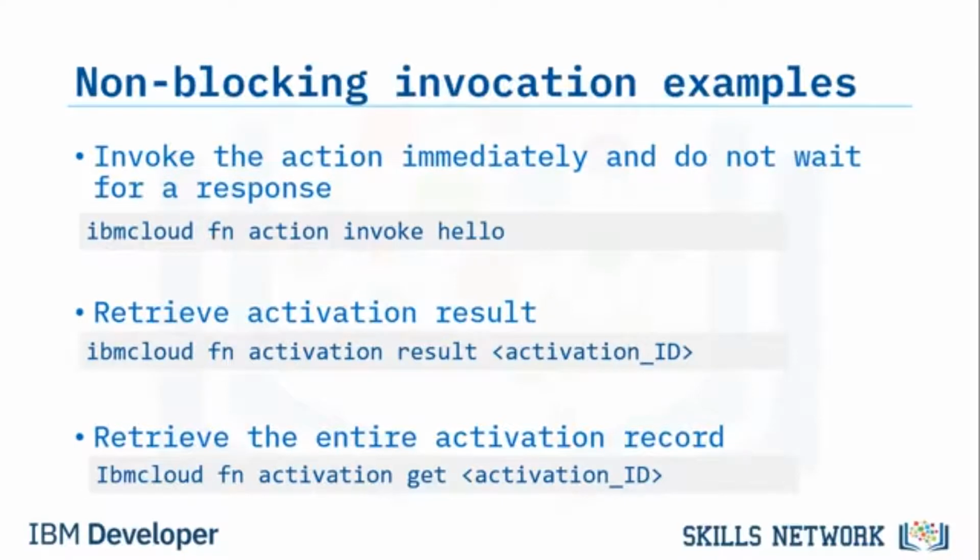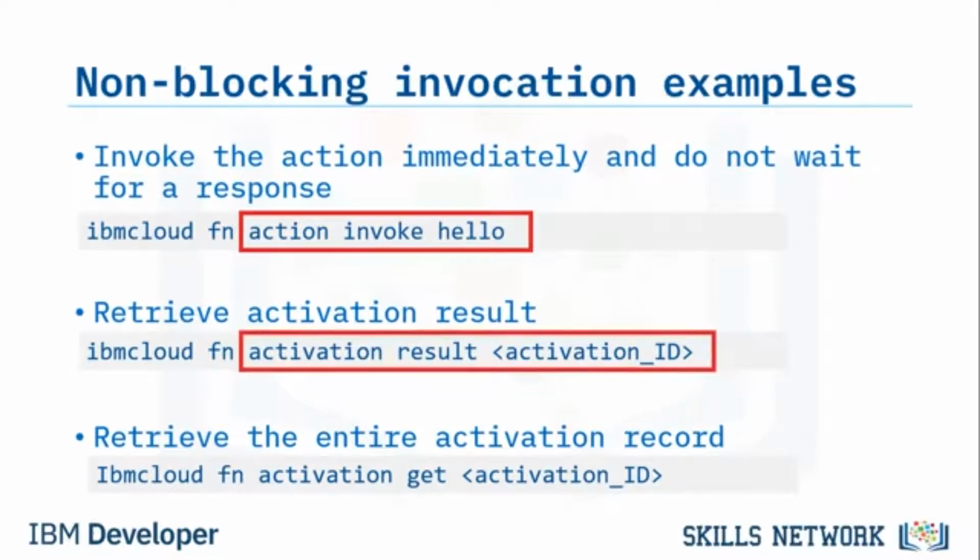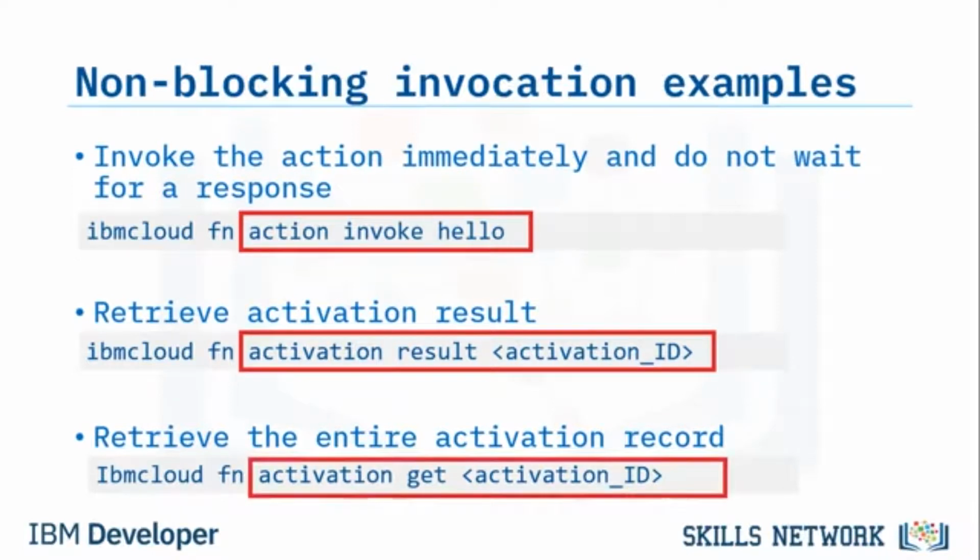A non-blocking invocation immediately invokes the action and does not wait for a response. The invocation is accomplished using a similar command, but you do not include the blocking flag. Since the result is not awaited, you need to retrieve the result later with the activation ID. The activation result command fetches only the result, which is the hello world payload. To retrieve the entire activation record, use the activation get command.